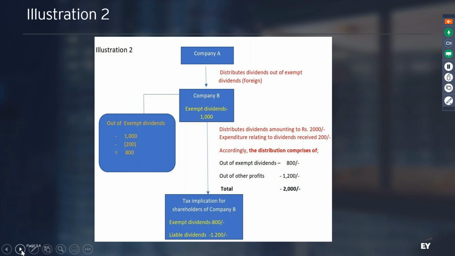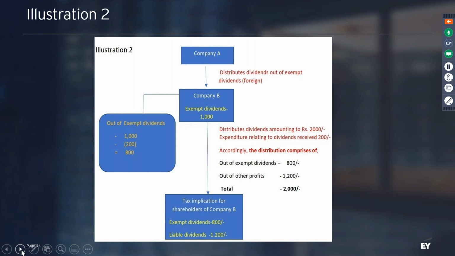However, suppose company B wants to declare a dividend distribution of ₹2,000 and they are planning to utilize the dividend income received from company A as well. Then what are the tax implications to the shareholders of company B under that scenario? Based on this, again, we need to quantify the profits and gains which company B can distribute out of the dividend income they receive from company A.